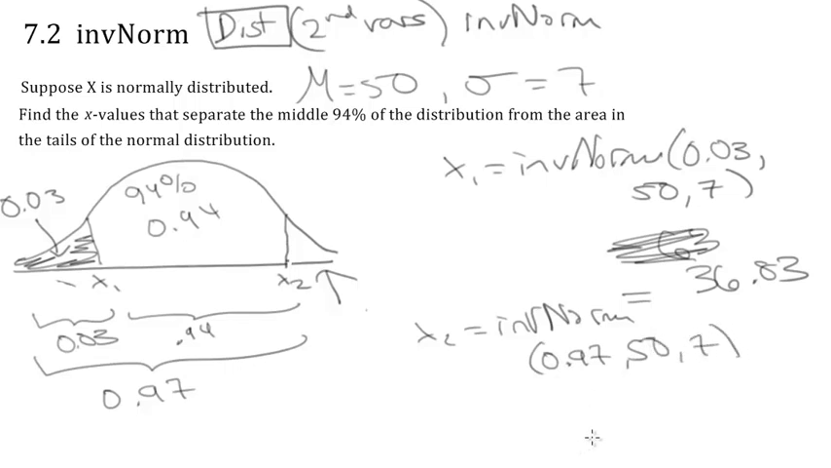So you do see the advantages, I'm hoping, of drawing a picture so that you can work your way around this problem spatially. And so what x2 is equal to is 63.17.